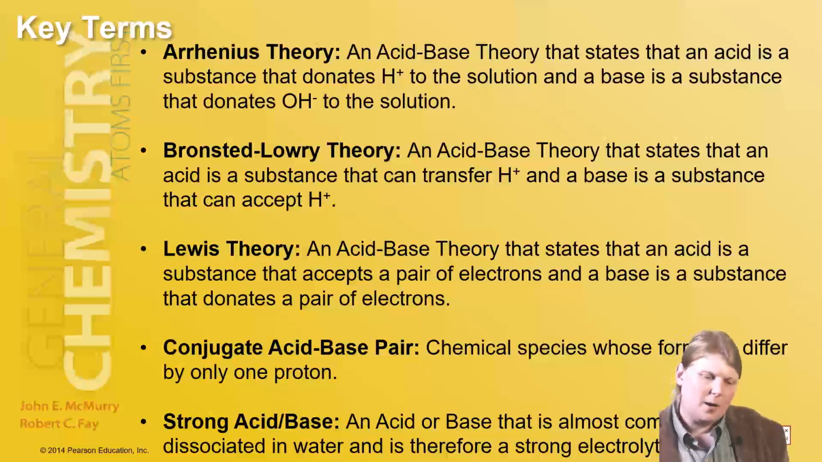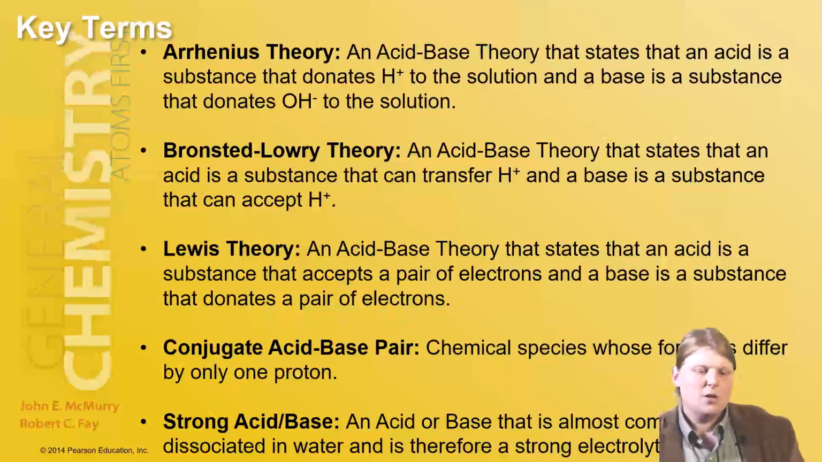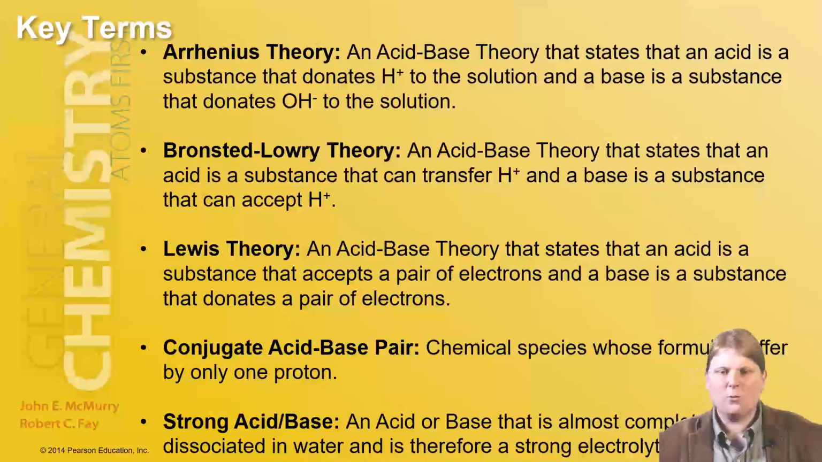Conjugate acid-base pair, this will be another key point of review: chemical species whose formulas vary only by one proton. If we ran the reaction in reverse, who would become the acid, and who would become the base? We'll see a little bit of that going on. Strong acids and strong bases are ones that dissociate completely, which makes them strong electrolytes.